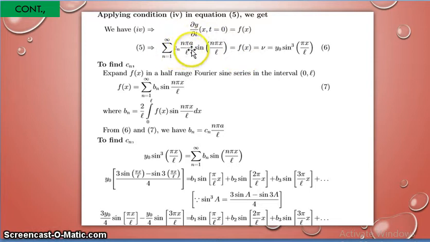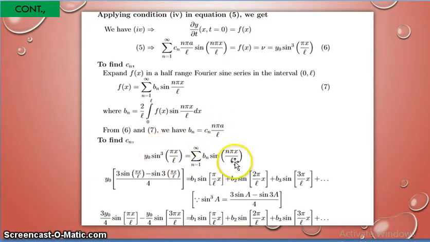So here bn is nothing but cn sin(n pi a by l). Therefore f of x equal to summation n equal to 1 to infinity bn sin(n pi x by l). What is bn? Cn into n pi a by l. So first we can find the bn value. So bn equal to 2 by l integral 0 to l f of x sin(n pi x divided by l) into dx. Then what is bn? Cn n pi a by l.